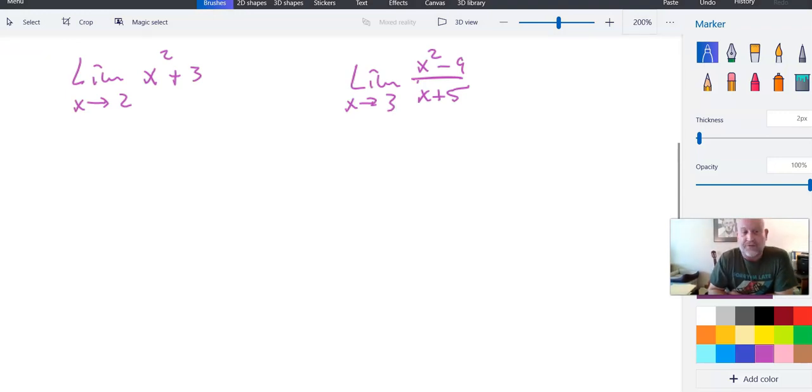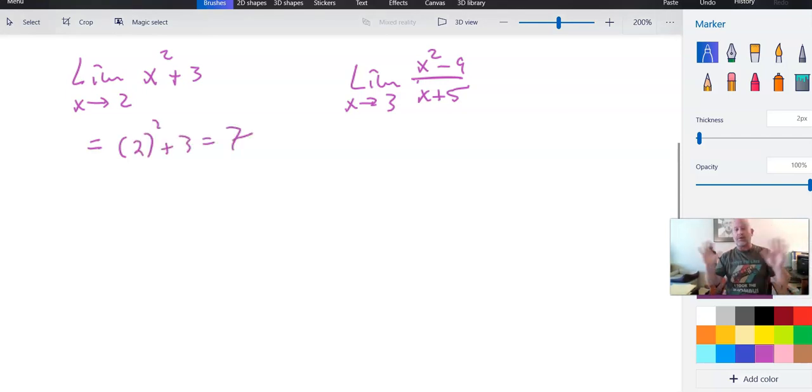The first thing I notice is this is a polynomial. If you really wanted to, you could picture it. This is a parabola, because it's x squared moved up by 3 units. There are no holes in parabolas, which means we're not going to have any discontinuities, which means the limit exists everywhere. So to compute this limit, I just plug the 2 in for x. This becomes 2 squared plus 3, which is 7. No muss, no fuss. That's true for every single polynomial: if you're taking the limit of a polynomial, plug in the limit.